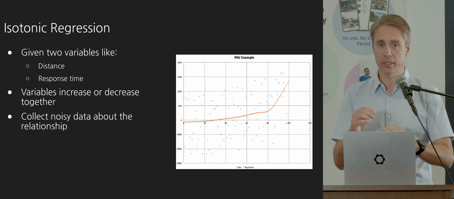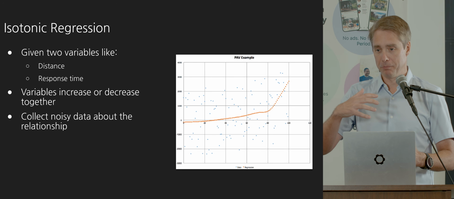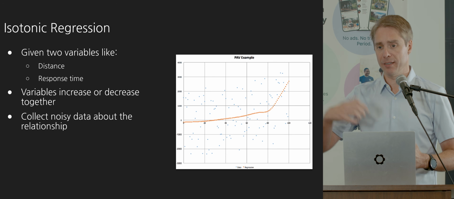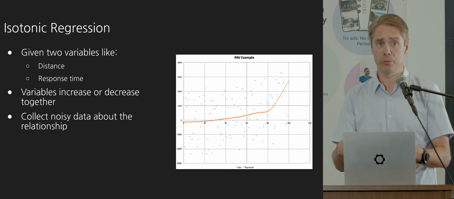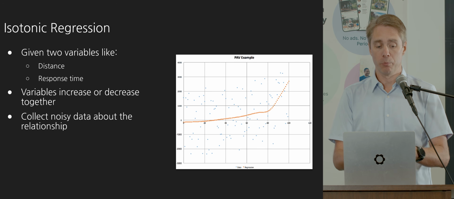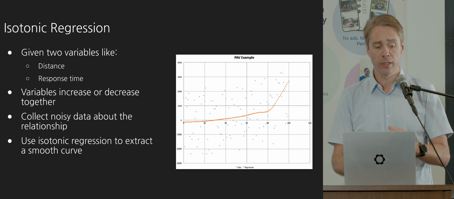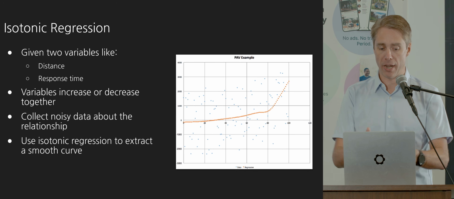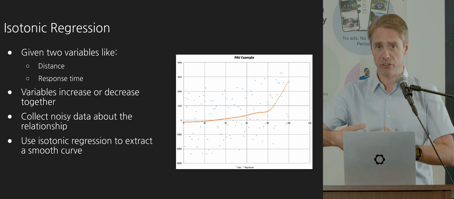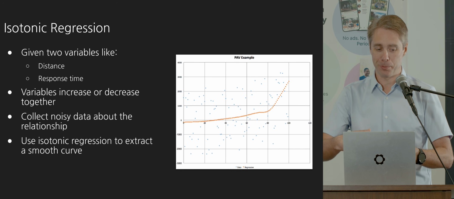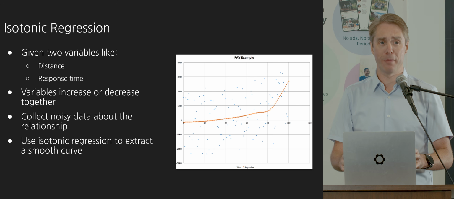So what you can do is collect noisy data about, I tried routing this key and it took this long based on this distance. There's going to be a lot of noise because there are a lot of other factors involved. But on average, you expect that relationship to hold. In that situation, you can use an isotonic regression to extract a smooth curve that will fit that relationship. And one of my favorite things about isotonic regression is that it's non-parametric.